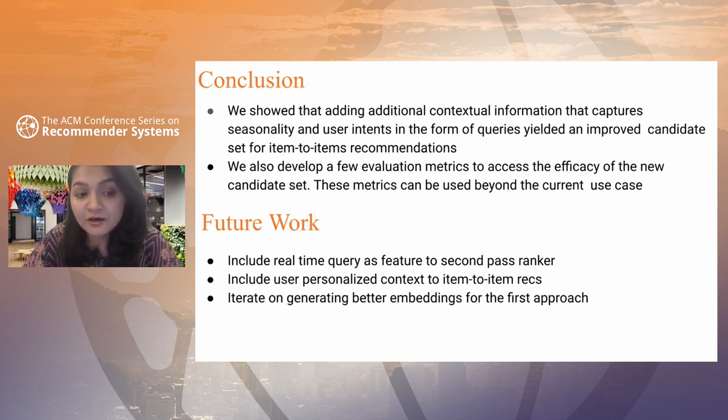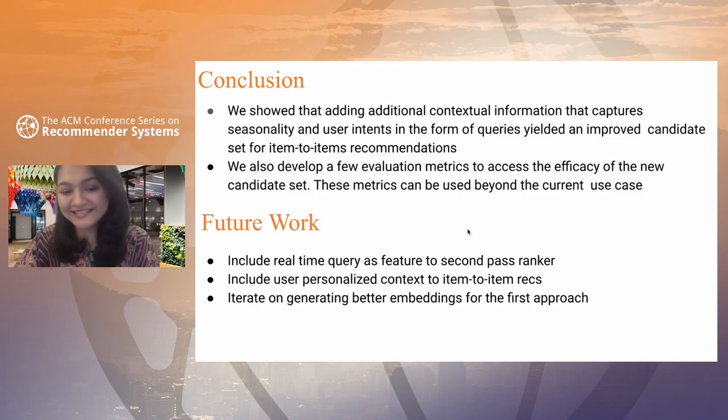And due to the positive indications from the several A/B tests that we ran, we are currently continuing this track of work. As part of future work, we are including query as context as a feature for the second pass ranker. We are adding additional personalized context in such item-to-item recommendations. Thank you, and I can take any questions.